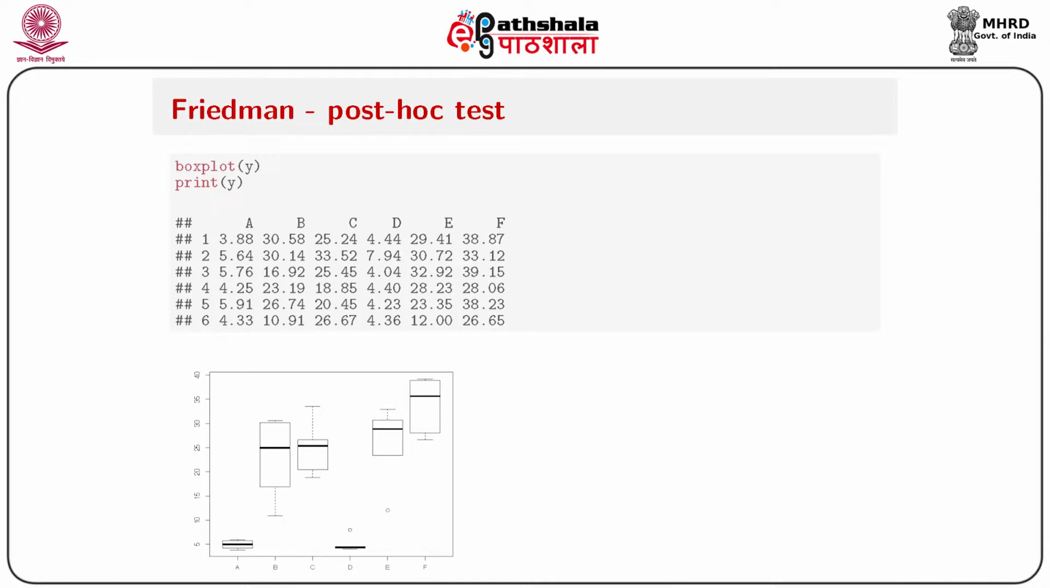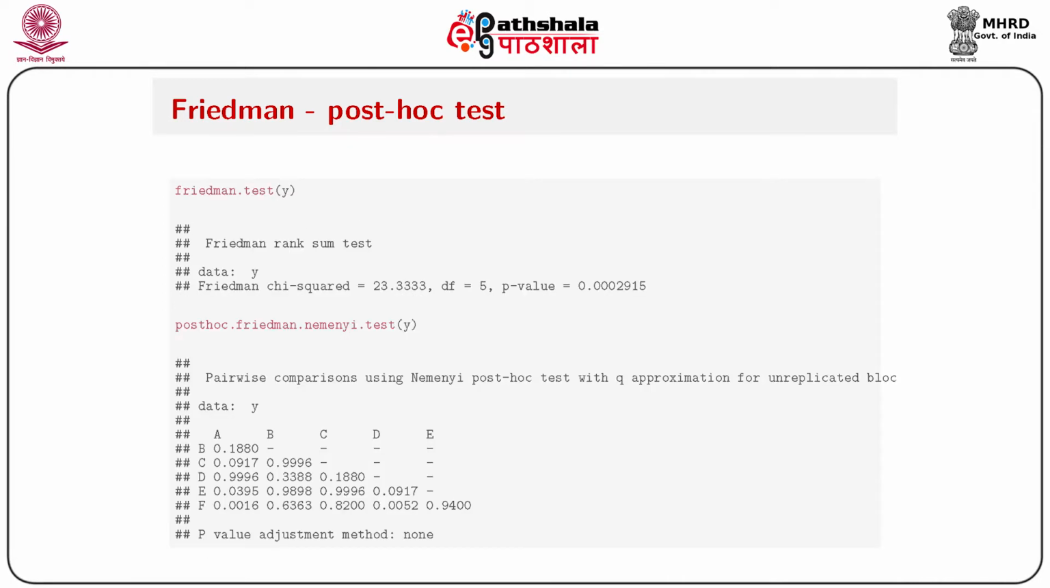So there are 6 parameters, A, B, C, D, E, F, and the total number of rows is 6. The box plot will give you some idea that they would probably be statistically significant. They are significantly different because not all the boxes overlap each other; a few are quite distinct. So the Friedman test can be applied. friedman.test y will give you the Friedman p-value. The p-value is highly significant, showing 0.0029.